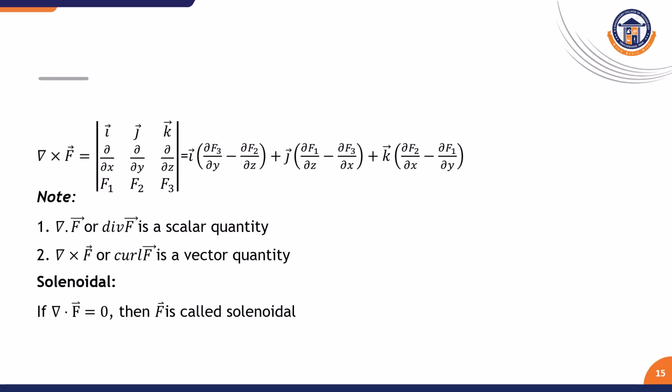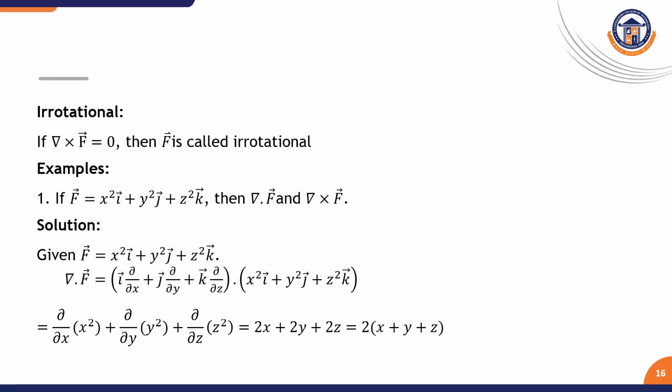The next important topic is solenoidal. If the divergence is equal to 0, it means del dot f vector is equal to 0, then f vector is called solenoidal. Then if del cross f vector is equal to 0, it means curl f vector is 0, and the given vector is called irrotational.